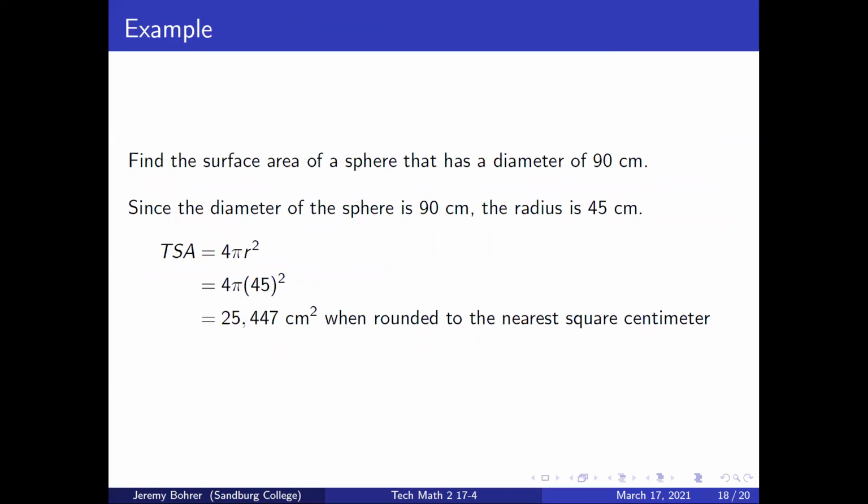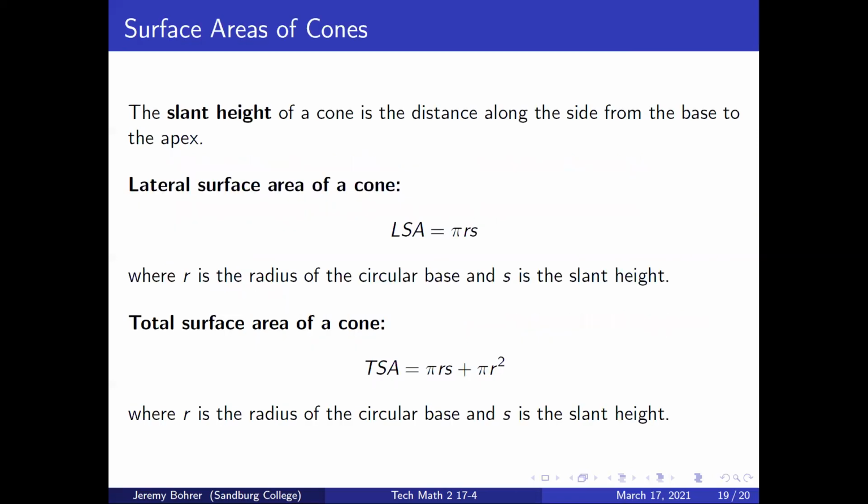Find the surface area of a sphere that has a diameter of 90 centimeters. Since the diameter of the sphere is 90 centimeters, the radius is 45 centimeters. So TSA equals 4 pi r squared, which is 4 pi times 45 squared, which is 25,447 square centimeters when rounded to the nearest square centimeter.